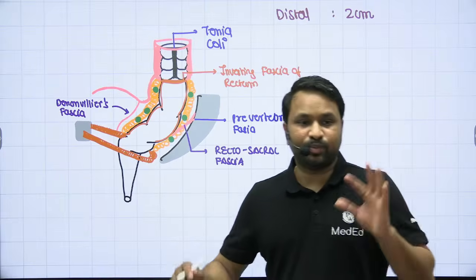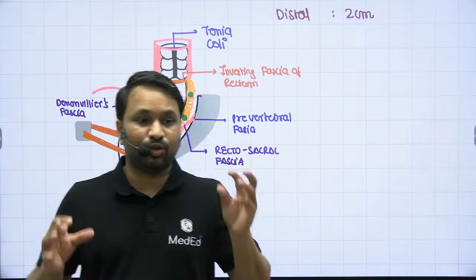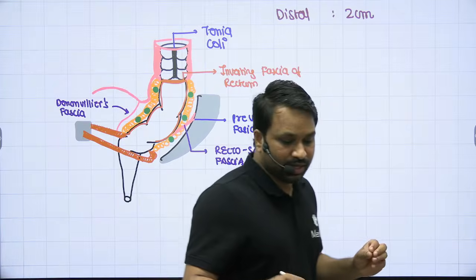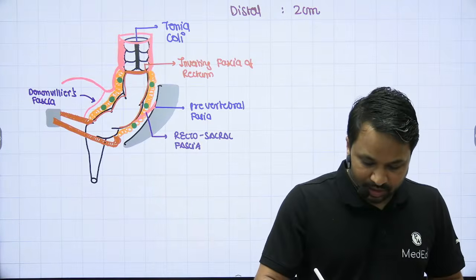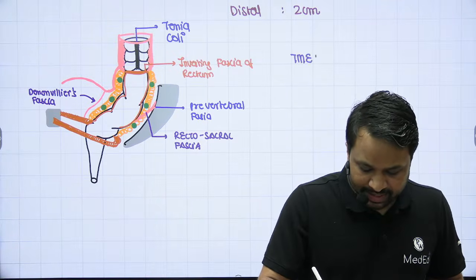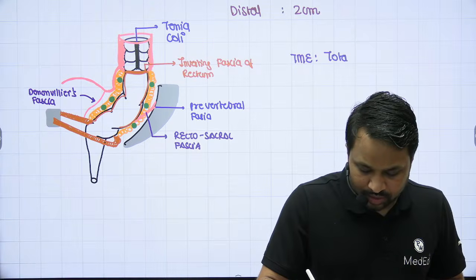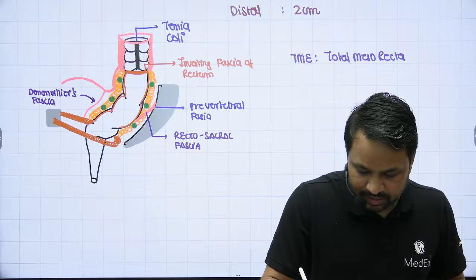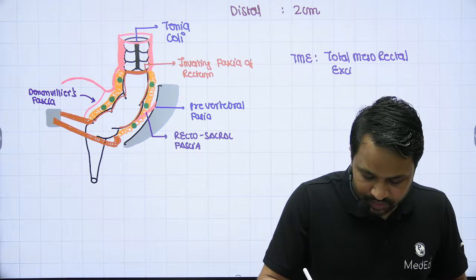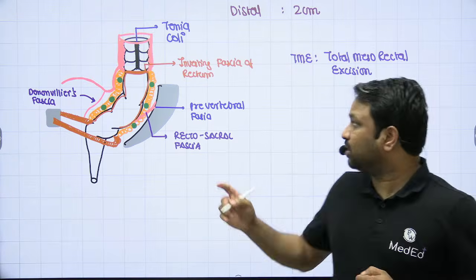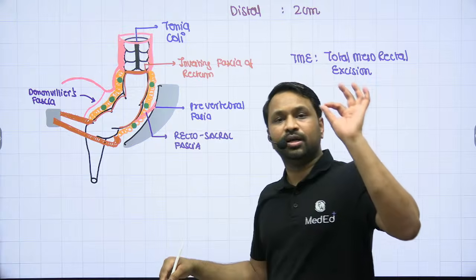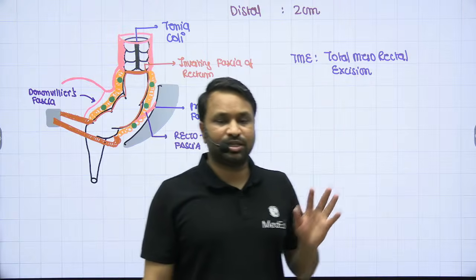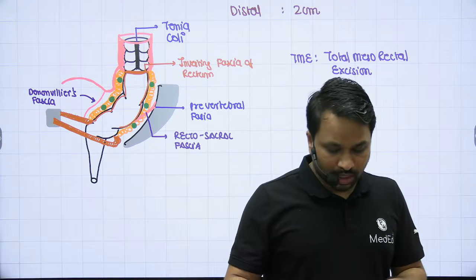Now, why it is important is, when you are removing the rectum, you have to remove it with its fat. When you remove it with its fat, the concept is what we call TME, that is total mesorectal excision. If you don't remove the mesorectum, that mesorectum is nothing but the fatty component, you have done an inadequate dissection. The recurrence of the malignancy will occur.